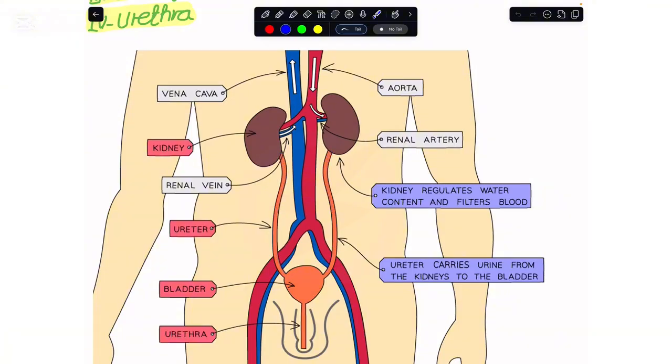Out of these kidneys, there are tubular structures getting out, and this tubular structure is what we call a ureter. These ureters connect themselves with this muscular bag-like structure, which we call the urinary bladder. From the urinary bladder, another structure gets out, which we refer to as the urethra. This urethra lies at the center of the penile organ, and it is the structure that allows urine to be removed out of your body.